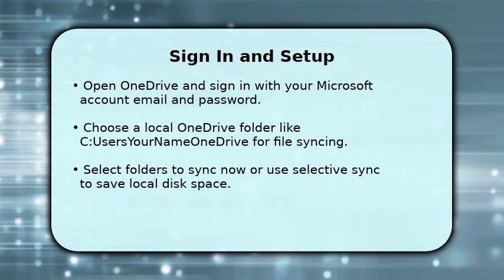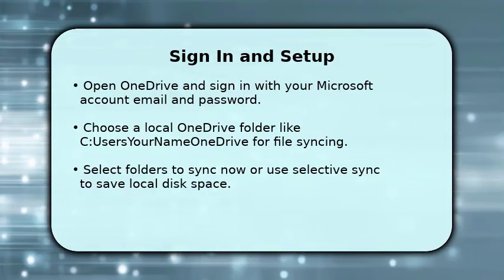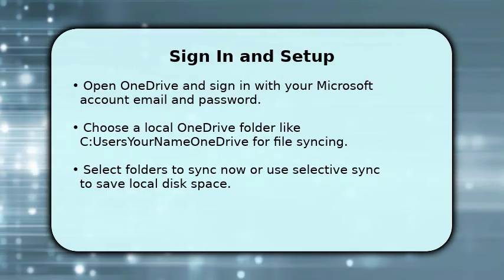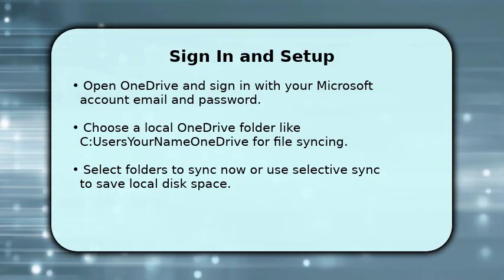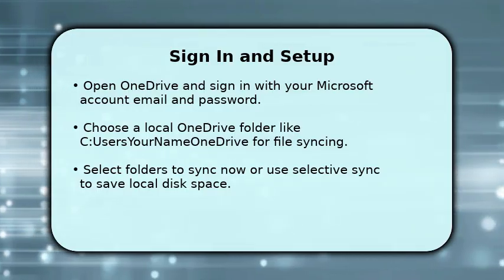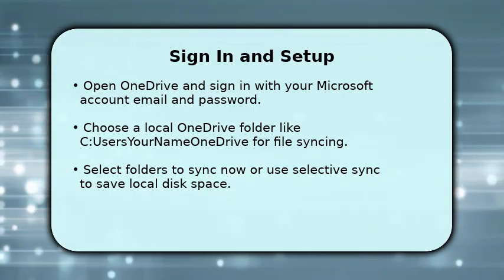Open the OneDrive app after installation and click Sign In with your Microsoft account. Enter your email and password, then complete two-step verification if prompted. When asked, choose a local OneDrive folder such as C:/Users/your name/OneDrive for your synced files. Confirm the folder location and click Next to continue setup.